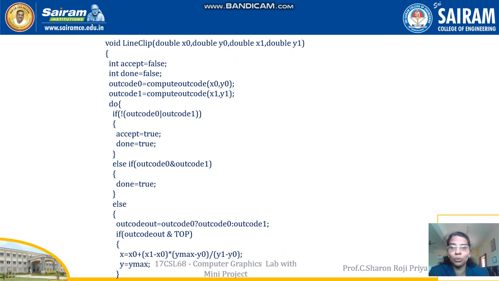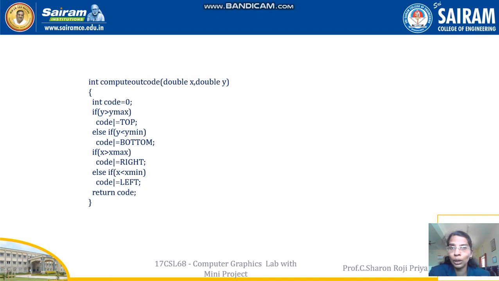60, 20, 80, 120, and here initially I am making accept and done as false, right? And I have to compute the outcode for my first vertex. So first vertex, what is the value? 60, 20. For this 60, 20, I have to calculate the outcode. That is, I have to calculate the region code for my first endpoint of my line. So I'll be calling this compute outcode. In compute outcode, what am I calculating? I am calculating the region code of the endpoint of a line.